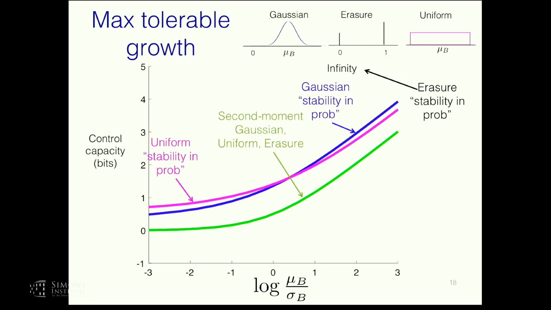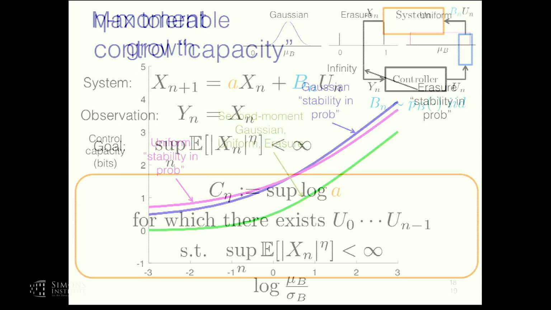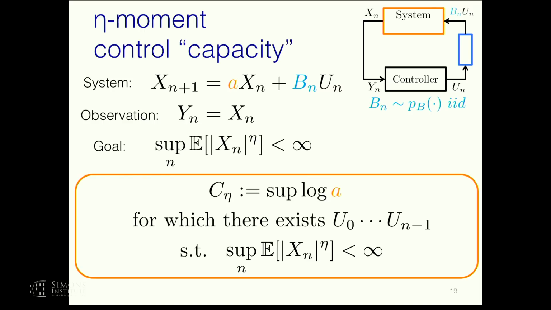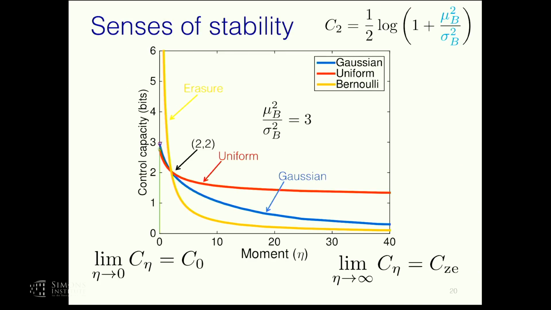So it turns out that it's not just second moment stability and stability in probability. These are two notions. We can actually think about this as a family of notions of stability by looking at different moments of stability. So we can think about stability of the eta-th moment of the system state and ask, what is the maximum a for which we can stabilize something in the eta-th moment sense? I won't go into the details of the definition, but I'll show you this plot.